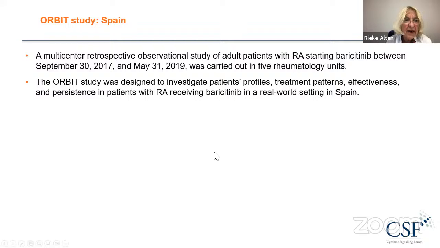So the next group are the data from Spain, also a multi-center retrospective observational study of adult patients with rheumatoid arthritis. They started baricitinib between September 2017 and May 2019. And the ORBIT study, as it was called, was designed to investigate patients' profiles, treatment pattern, effectiveness, and also persistence in patients with rheumatoid arthritis.